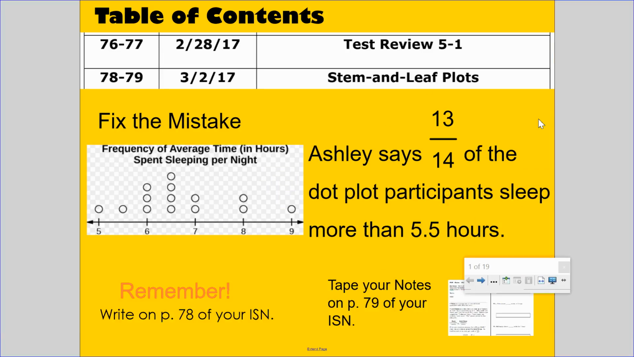This video is over stem and leaf plots. No, it's not about a tree and its leaves. So as here it says is our number routine called fix the mistake. There's something wrong with this dot plot.